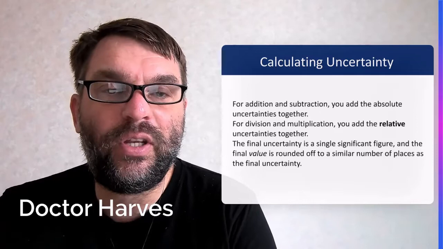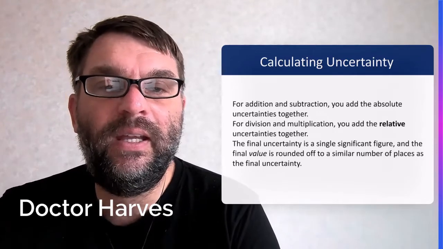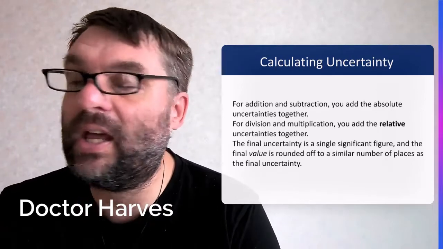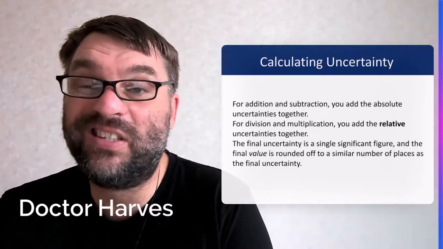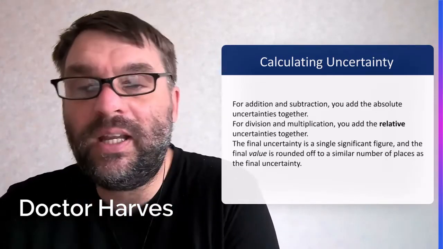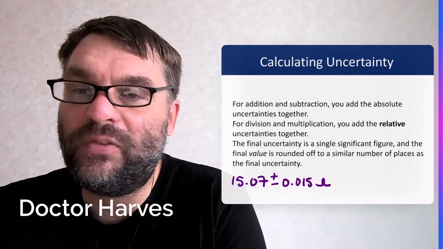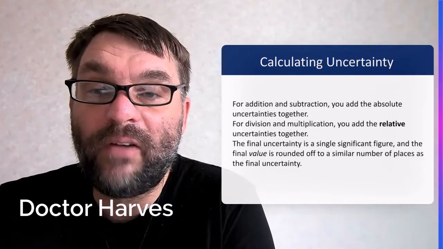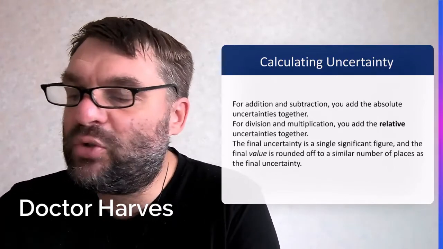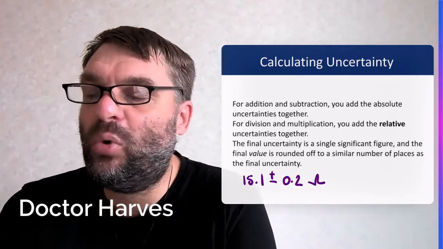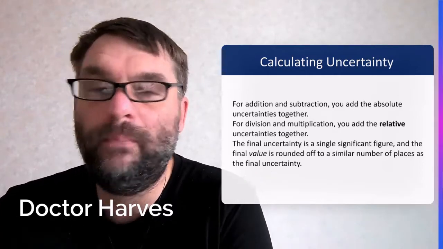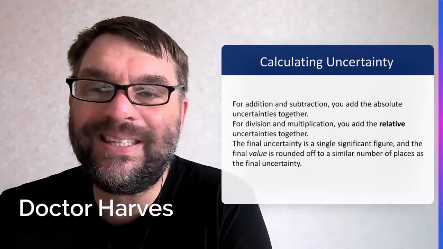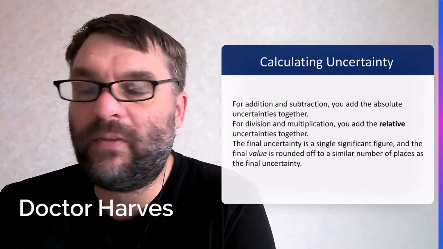The final uncertainty is a single significant figure, and the final value is rounded off to a similar number of places as the final uncertainty. So for example, if you're measuring the resistance of a component in a circuit, and you get an answer of, say, 15.07 plus or minus 0.15 ohms, then you round that to 15.1 plus or minus 0.2 ohms, because you've got 1 decimal place, and you've also got the 1 significant figure of 0.2 ohms.